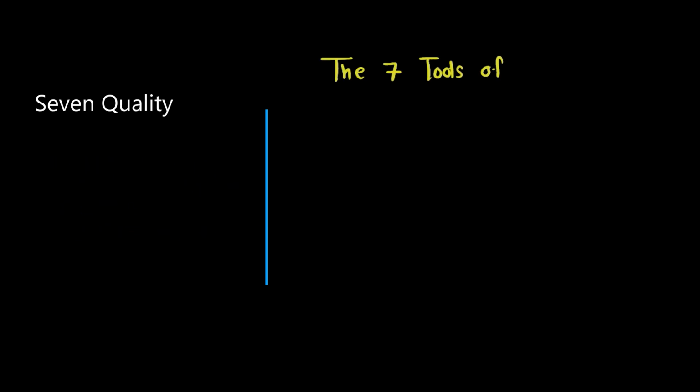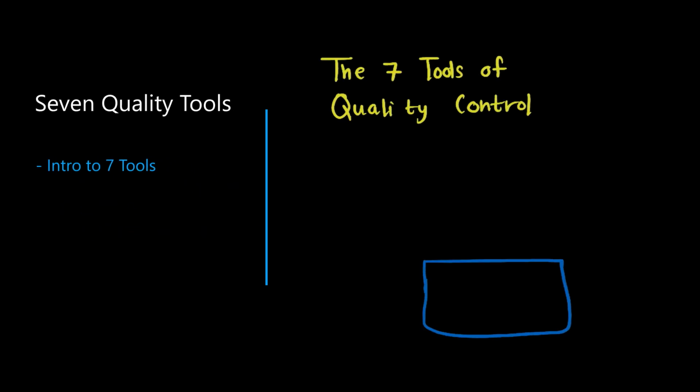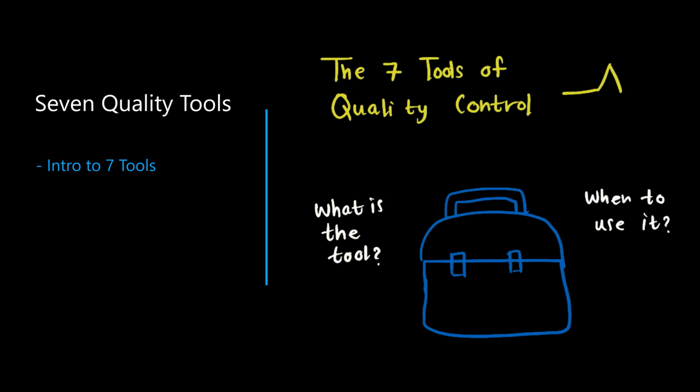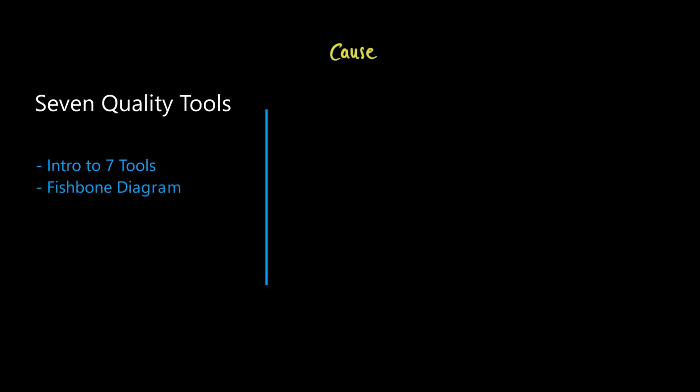To empower employees, you must give them the right tools. This brings us to the famous 7 tools of quality control. For your exam, you need to know what each tool is, and more importantly, when to use it. First is the cause and effect diagram, also called a fishbone diagram or an Ishikawa diagram.